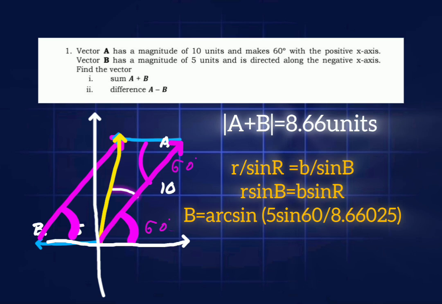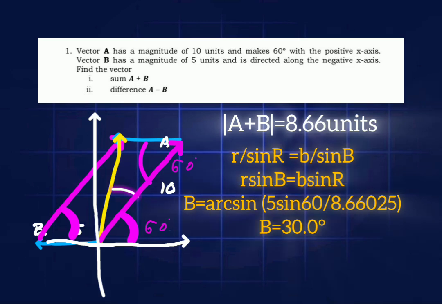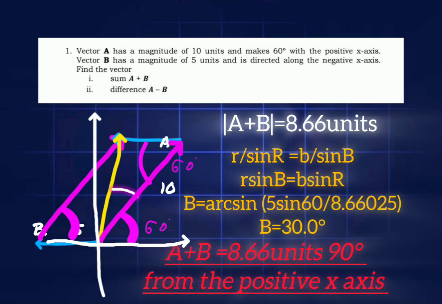So now when you plug this into a calculator, the sine inverse of whatever value you find here gives me 30 degrees. So that means this angle here is 30, this angle there was 60. So the total angular displacement from the positive x-axis is 90 degrees, which also shows that we didn't draw the diagram correctly. But anyway, it doesn't matter. So here we're going to state it as 8.66 units, and it's 90 degrees from the positive x-axis. So that's how we find the sum of vector A and vector B.